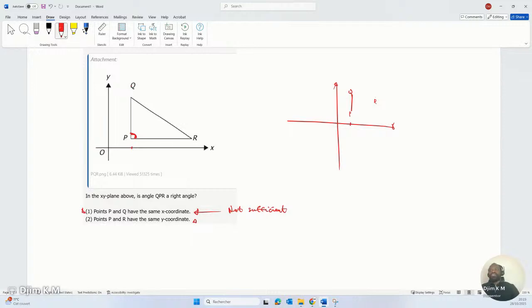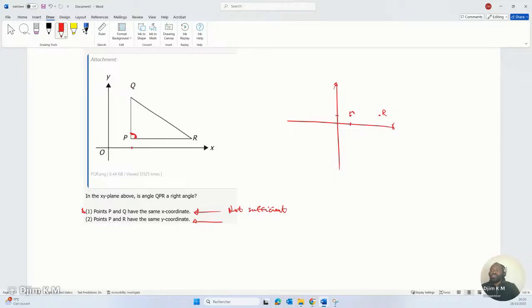The same thing for the second condition. It says P and R have the same y coordinate. It seems like they only tell me that, okay, this is P, which has this y coordinate. P has the same y coordinate as R, like this. But we want to find out if the angle here is a right angle.